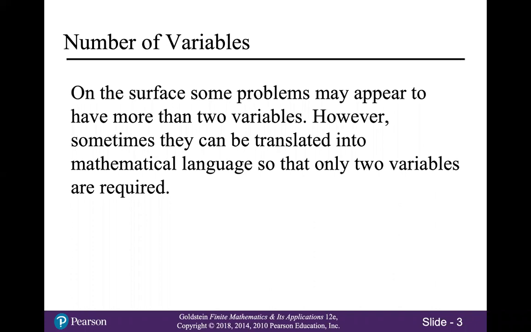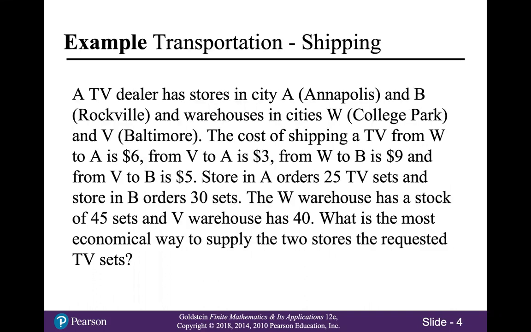On the surface, some problems may appear to have more than two variables. However, sometimes they can be translated into mathematical language so that only two variables are required. So as an example of that, a TV dealer has stores in city A and B and warehouses in cities W and V. These cities are all in the state of Maryland. The cost of shipping a TV from W to A is $6, from V to A is $3, from W to B is $9, and from V to B is $5.